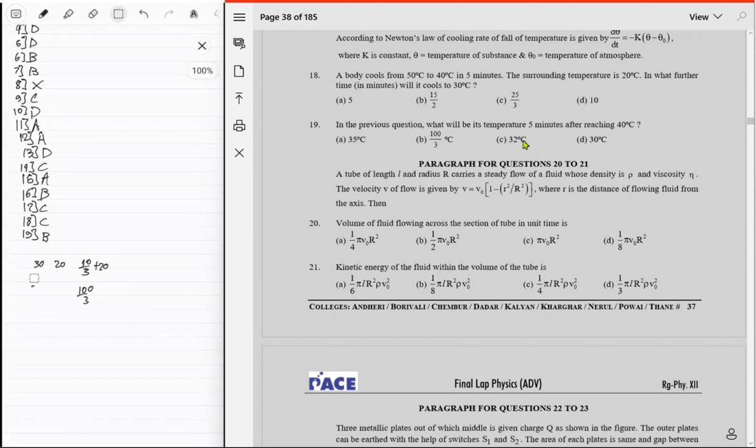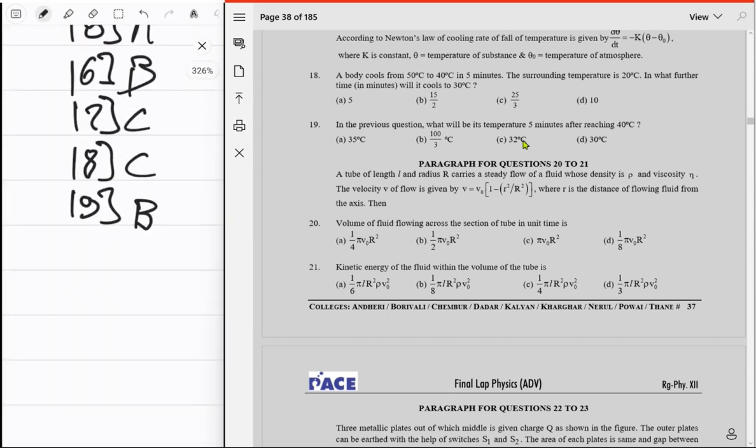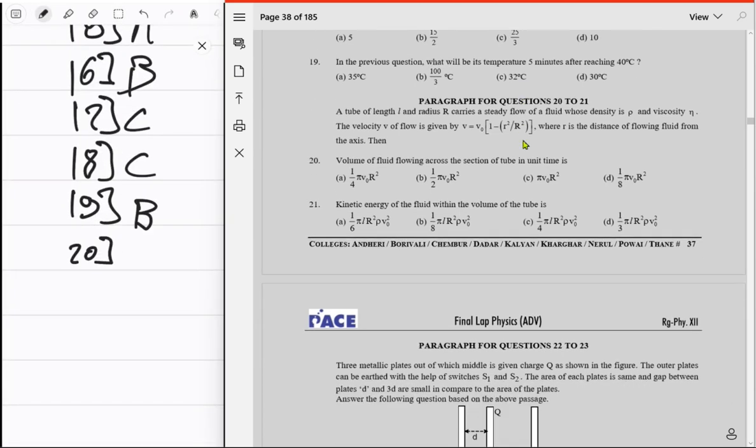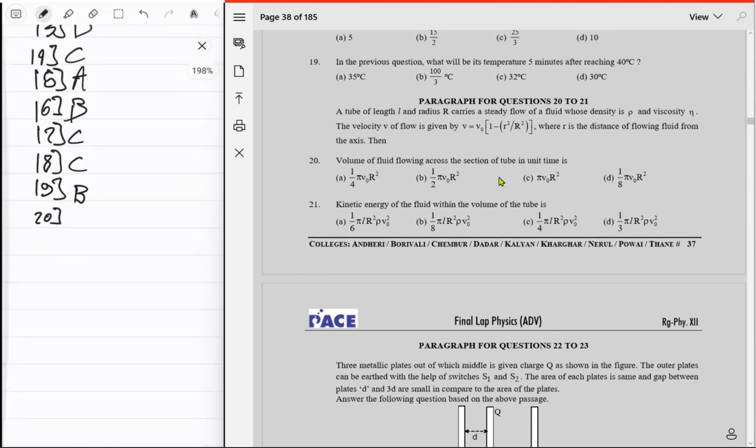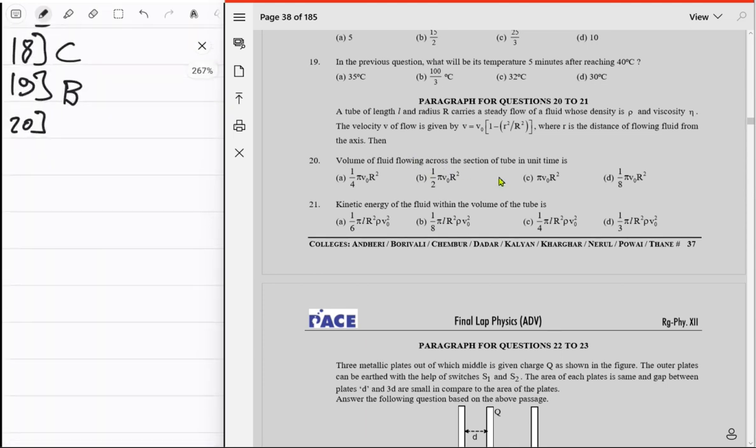20. Okay, a tube of length L, radius R carries steady flow of a fluid whose density is rho, viscosity. The velocity v of flow is given by this thing where r is the diameter. Okay, I think I've seen this somewhere. Yes, I know, it's like what comes in Poiseuille's equation. Large distance of flowing fluid from the axis, then volume of the, oh, that's it. Volume of the fluid flowing across the section. That is actually very easy, right? It means just integrate.